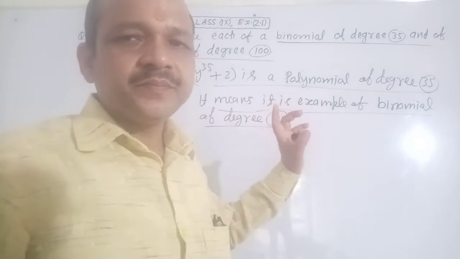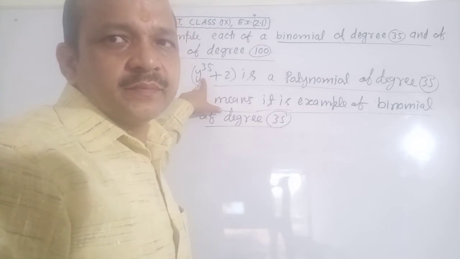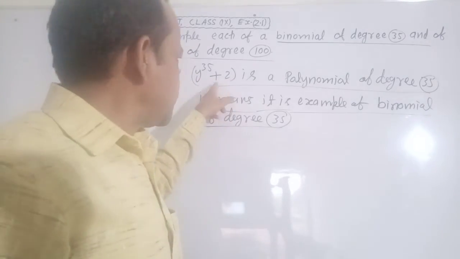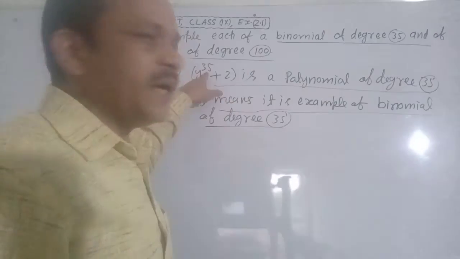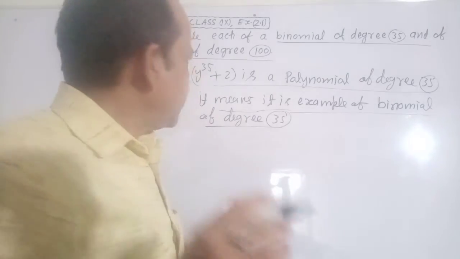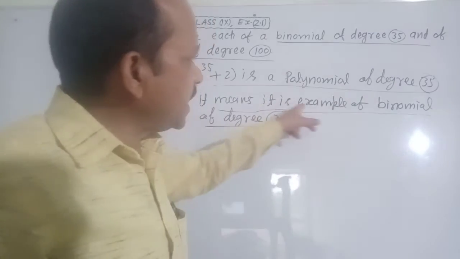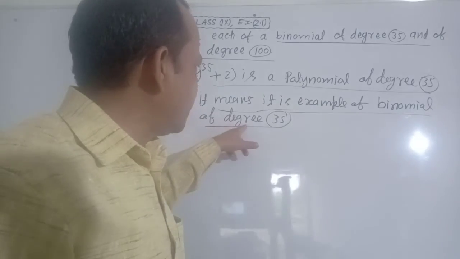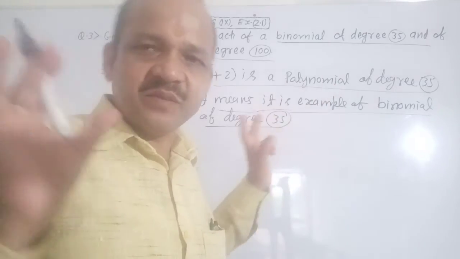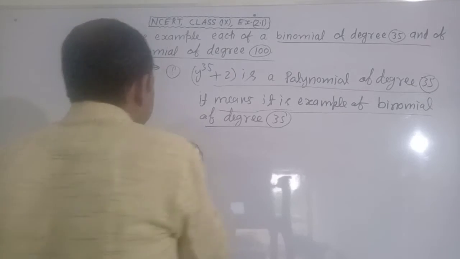It is clear? Here y is the variable, 2 is the constant. Here are two terms, plus is the operation, 35 is the degree of the variable. It is clear? Hence it is a polynomial of degree 35, meaning it is an example of a binomial of degree 35. It is clear? No confusion about it? Very good. It is very easy. Clear?